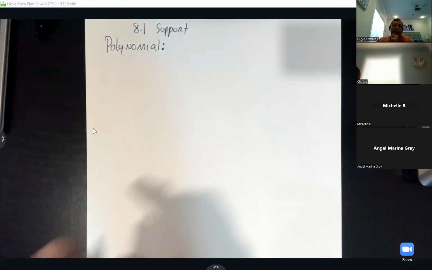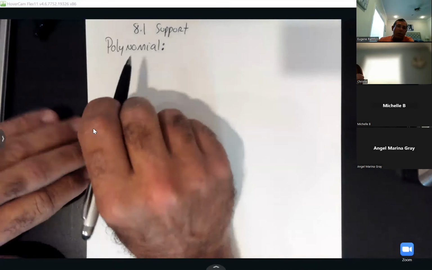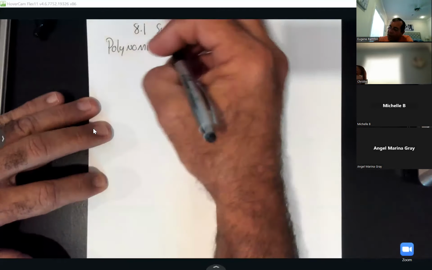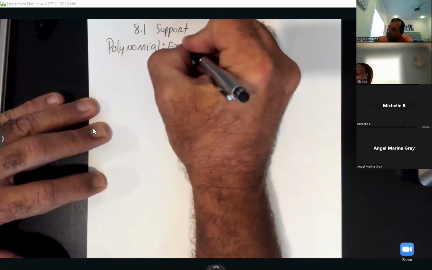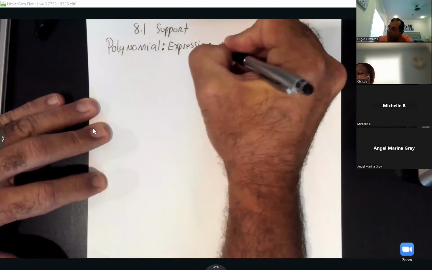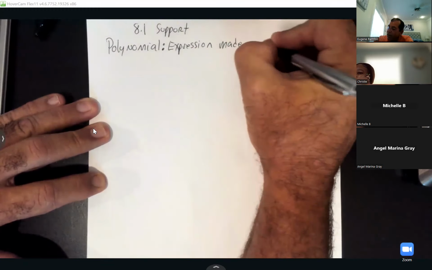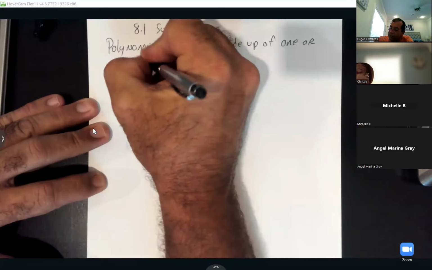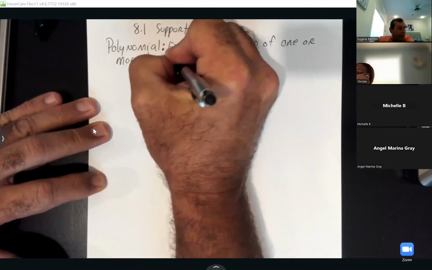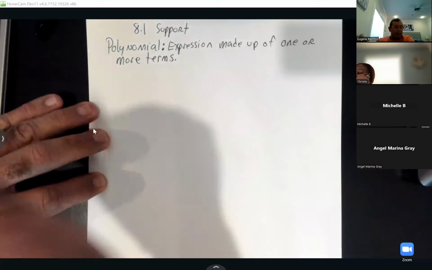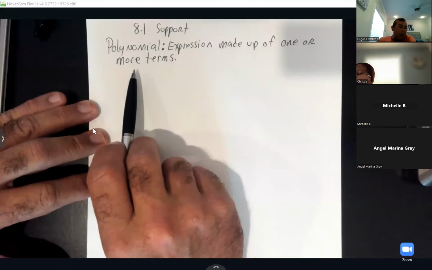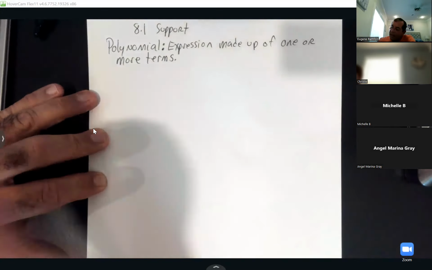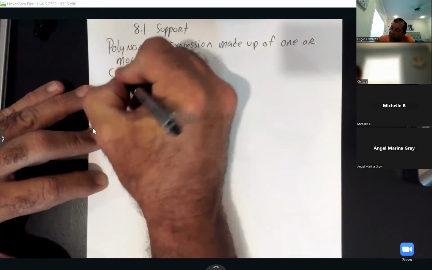All right, y'all. So this is looking at 8.1 support. The reason I want to do this is to give y'all a few definitions. The first thing we're going to look at is polynomials. A polynomial is an expression made up of one or more terms. So we're going to look at the classifications of these polynomials first.